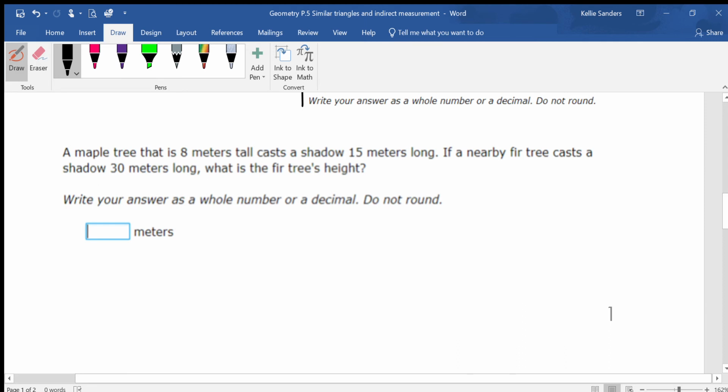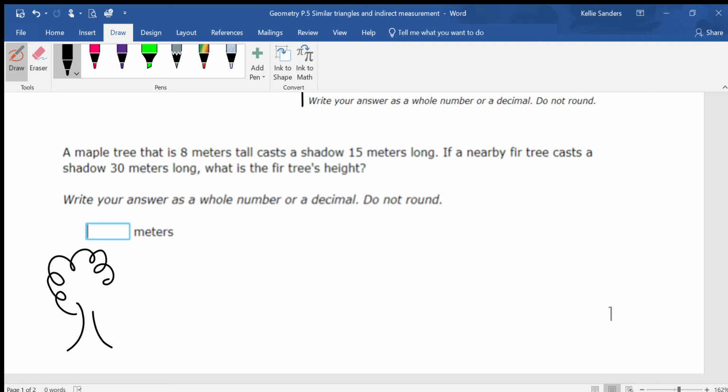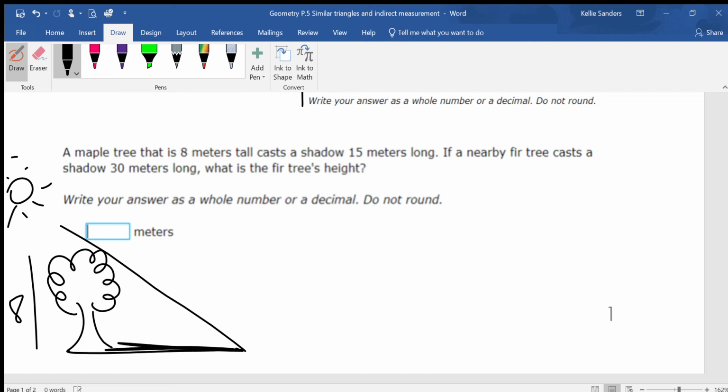A maple tree that is 8 meters tall casts a shadow 15 meters long. If a nearby fir tree casts a shadow 30 meters long, what is the fir tree's height? Okay, so we have a maple tree. It is 8 meters long. Here's the sun, and it casts a shadow. Here's the shadow, 15 meters long. A nearby fir tree casts a shadow that is twice as long.